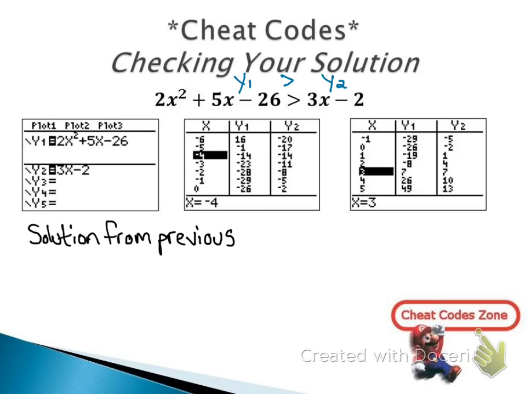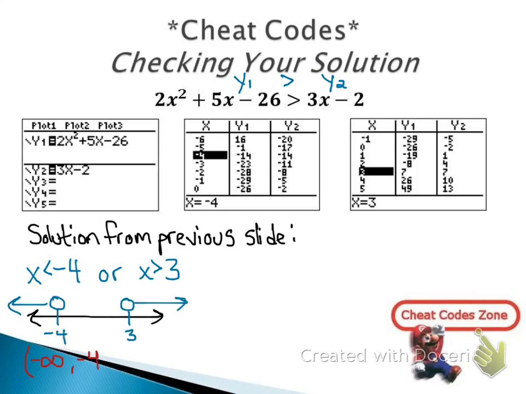So again, our solution from the previous slide shows a split solution where the intersection points were at -4 and +3. The first part of my solution says that x can be anything less than -4. So on my table, I'm going to look at the values where x is less than -4.